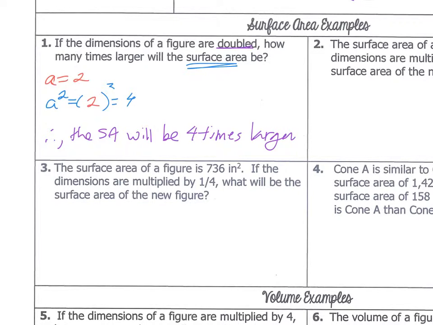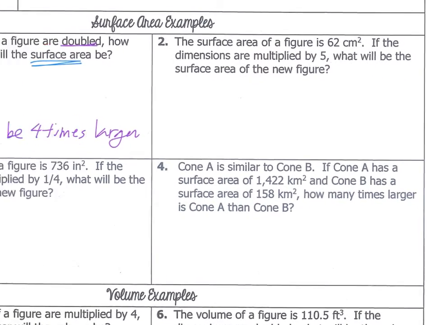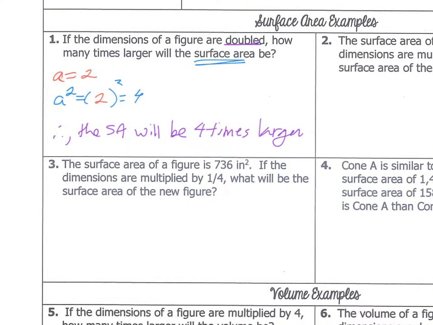All right, so that's not too bad, right? Look at number 2. If the dimensions of the figure are doubled, so A is 2, what's the effect on surface area? Square it, because surface area is squared. That means your surface area is going to be 4 times larger than the original one. We don't know what the original one was, so if the original surface area was 10 square units, the new surface area is going to be 10 times 4, which is 40 square units.